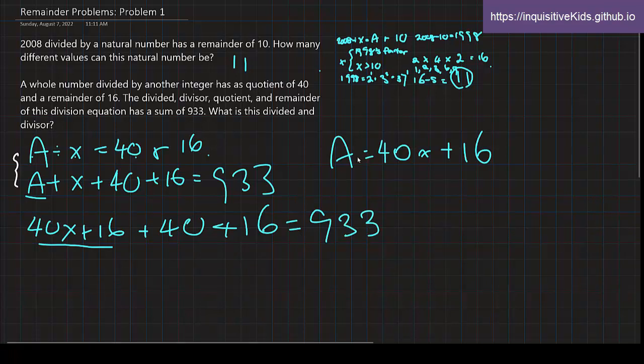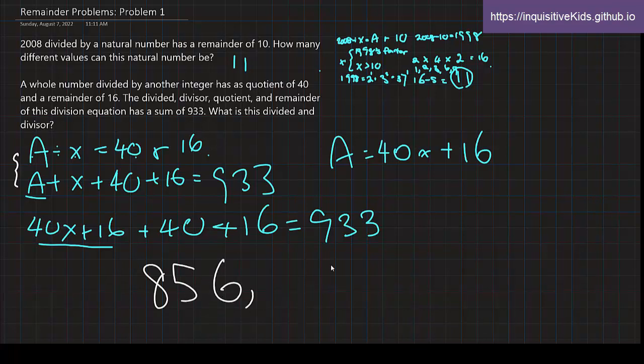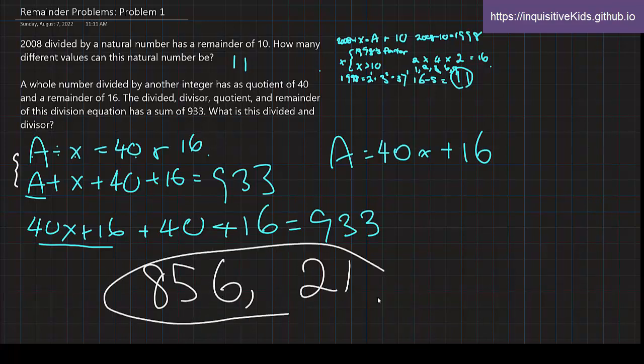Alright, so after you solve for x, you can also substitute that into a, and I'll leave that to yourself. And the final answer would be a is equal to 856, while x is equal to 21. So this is the final answer.